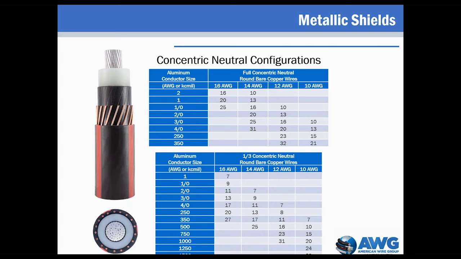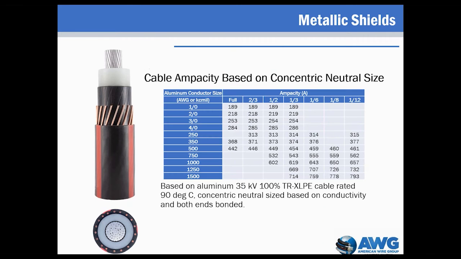There are many concentric neutral configurations that could be manufactured to achieve the same concentric neutral size. For example, a medium voltage concentric neutral power cable with a 1/0 aluminum phase conductor and 16 14-gauge concentric neutral wires would be the same as a cable with a 1/0 aluminum phase conductor and 10 12-gauge concentric neutral wires. There will be a slight overall cable diameter difference, and the concentric neutral spacing will be different. However, they're essentially the same cable.